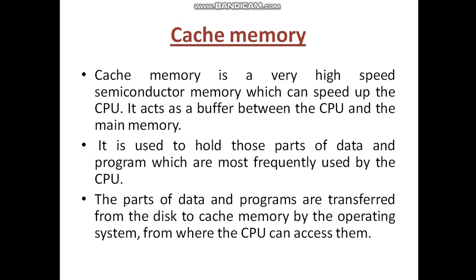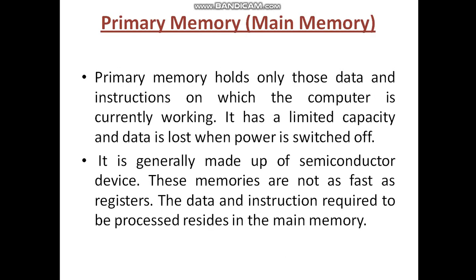Simply, cache memory stores the most frequently used data by the CPU. Next is primary memory, or main memory. Primary memory holds only those data and instructions on which the computer is currently working. It has a limited capacity, and data is lost when the power is switched off.